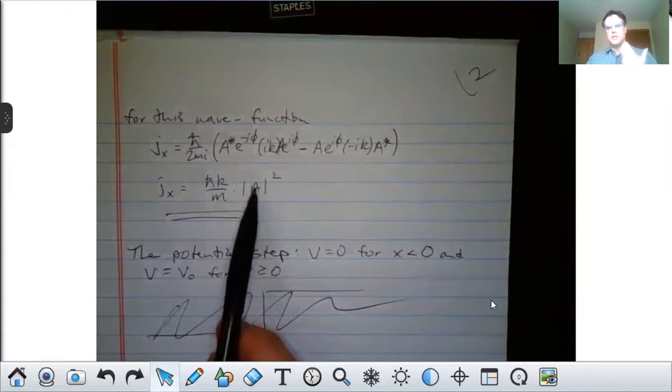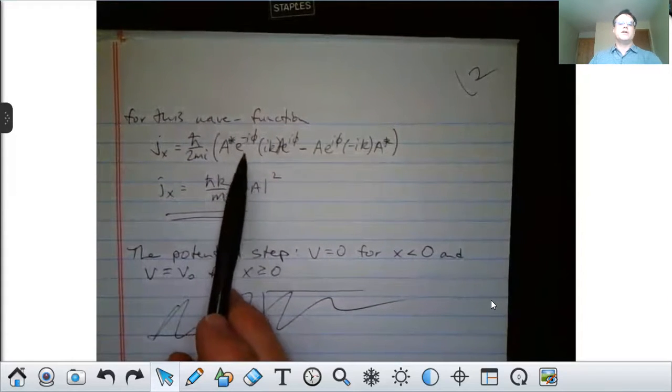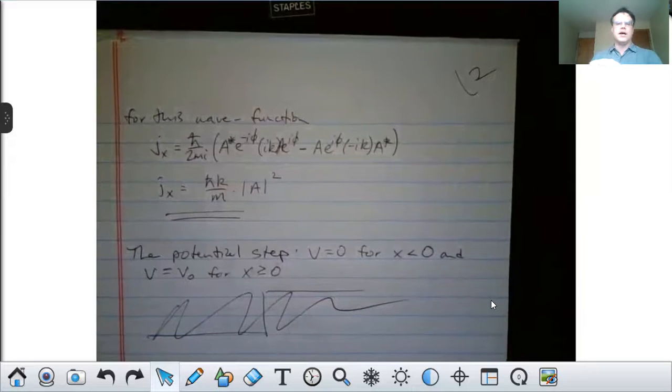Now, one thing I should say about this type of wave function, it cannot be normalized.